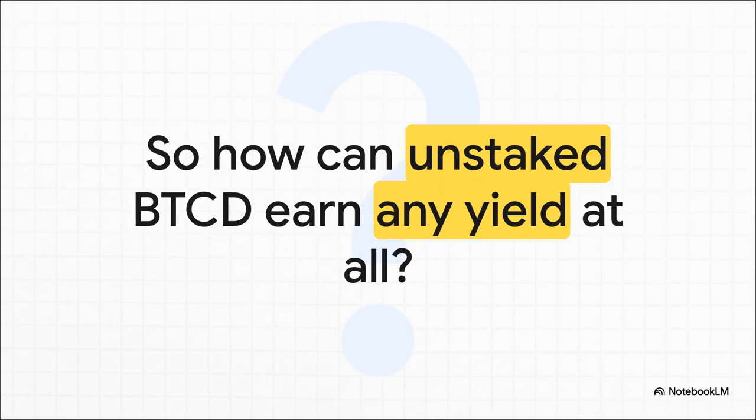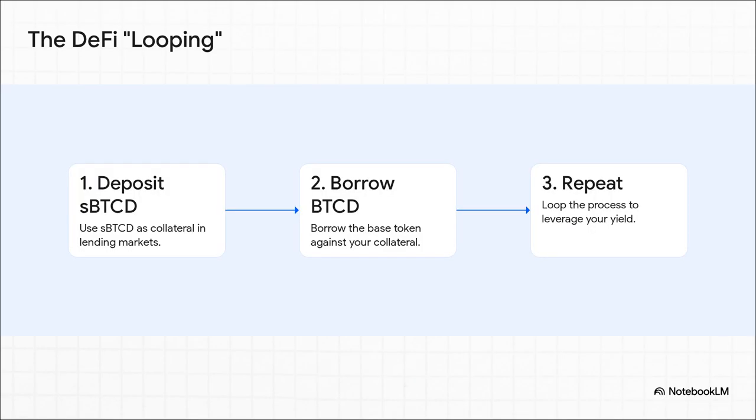So, that brings us right back to our little puzzle. If all the built-in yield is going straight to the stakers, how could unstaked BTCD possibly earn a yield of its own? I mean, where would that money even come from? Well, the answer comes from a classic DeFi move called looping. Because sBTCD is this fantastic yield-bearing asset, what do you think people are going to do with it? They're going to deposit it as collateral in lending markets. Then they'll borrow the base token BTCD against it and just repeat that process to juice their yield even more.